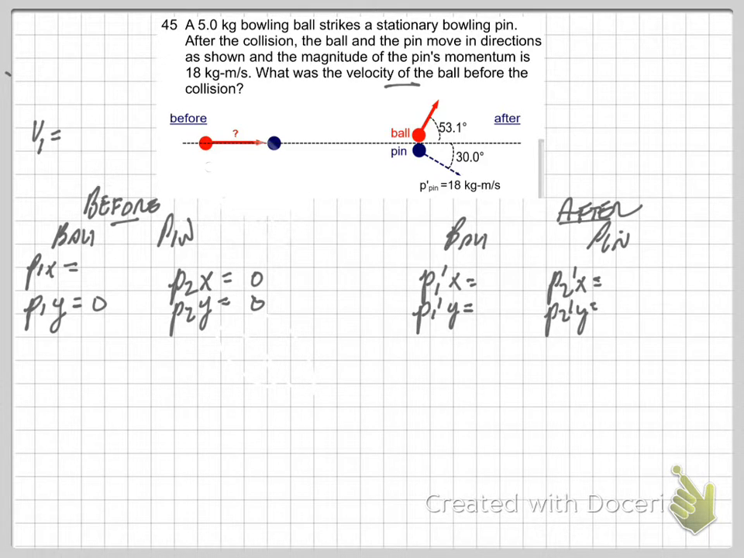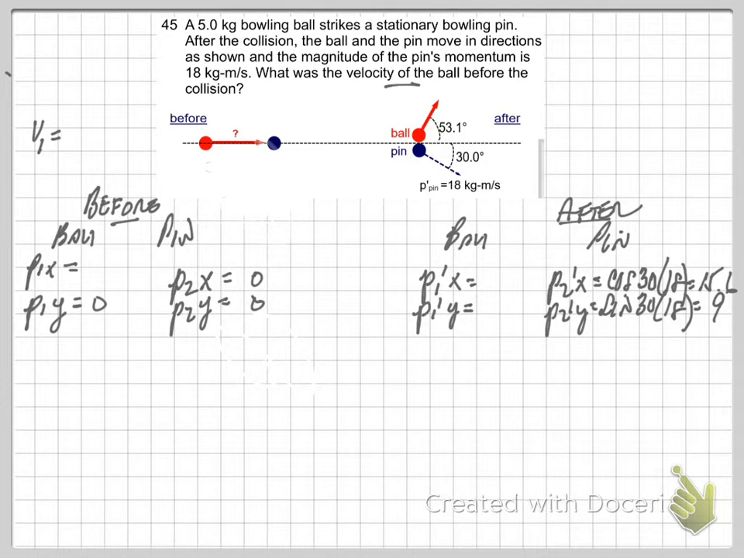And now we have the pin after the collision. We would have in the x direction cosine 30 times 18, and in the y direction sine 30 times 18. So cosine 30 times 18 looks like it's 15.6, and sine 30 times 18, sine of 30 is a half, so we're going to go with 9.